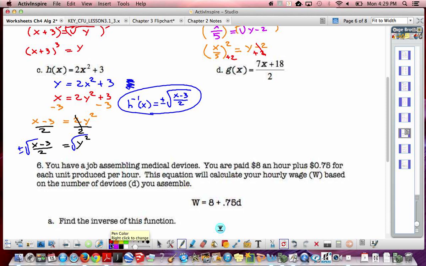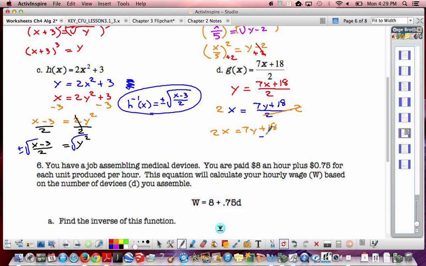All right, the last one, g of x equals 7x plus 18 all over 2. So replace the function with y. Interchange the x and y's. So x equals 7y plus 18 all over 2. Multiply both sides by 2. Cross out, so 2x equals 7y plus 18.